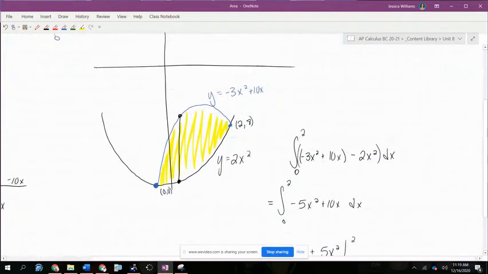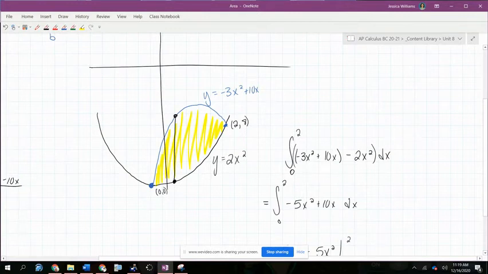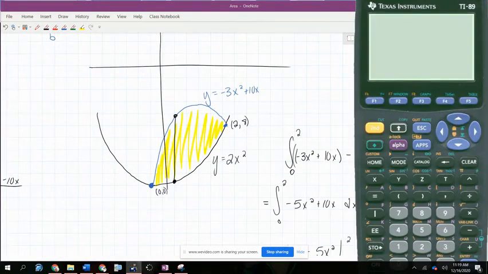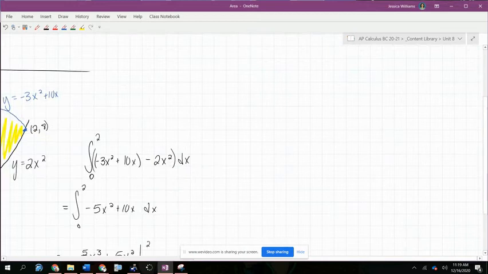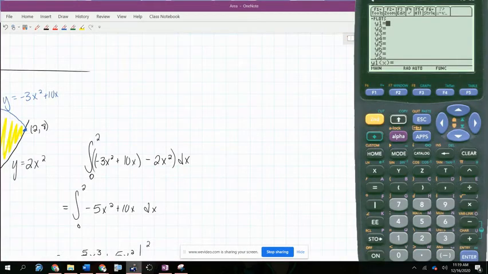Okay, the other thing I want to show you today is how to take an integral on your calculator. So step 1, turn on. I'm going to do this in my y equals so that I can show you a really fast way if you have to do, I don't know, 2 or 3 or 4 or 5 of these in Delta Math in a minute. So my first curve, I'm going to type in negative 3x squared plus 10x. My second curve is 2x squared. I could graph it on here if I wanted to, just to make sure my shape looks good.